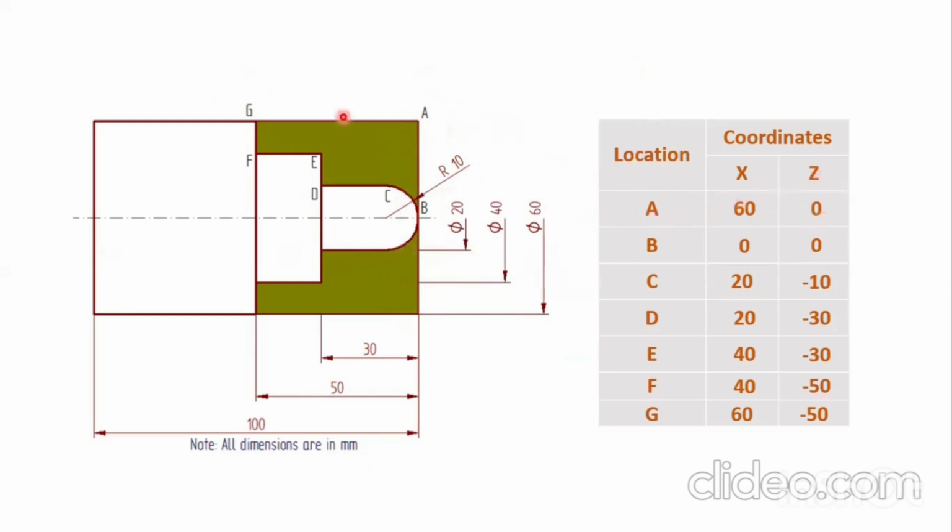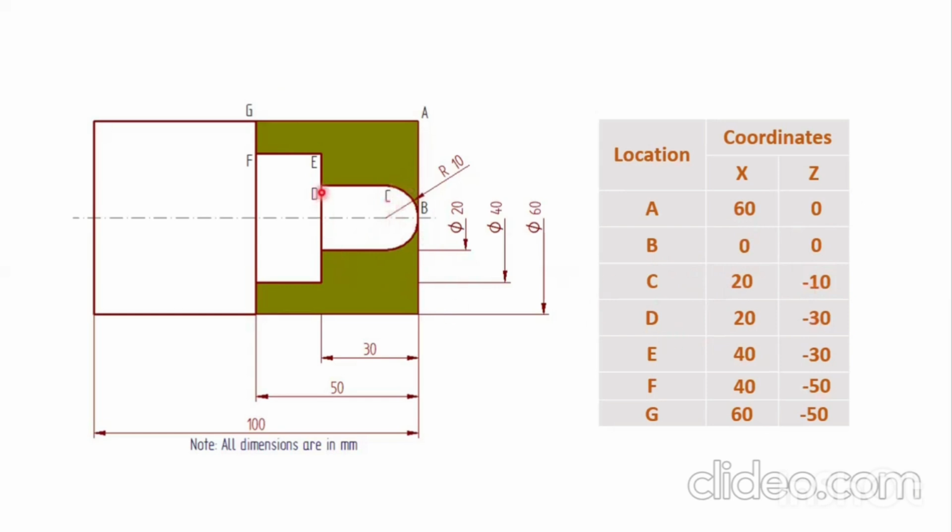So here at A, the coordinates are given by 60 and 0. That means diameter X is 60 and then length is 0. That is, we are going to consider this surface as the reference surface. So Z is 0. At location B, X is 0 and then Z is 0. At C, diameter is 20, this diameter, then length is minus 10 from here to here.